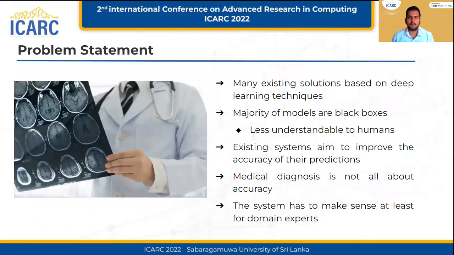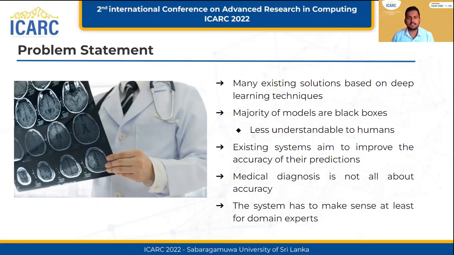Now I will state the problem we have addressed through this research. There are many solutions based on deep learning techniques that are capable of classifying MRIs. Deep learning models are inherently complex and less understandable to humans. In other words, those models are black boxes in nature. Existing systems in this domain are focused only on improving accuracy regardless of their black box nature.